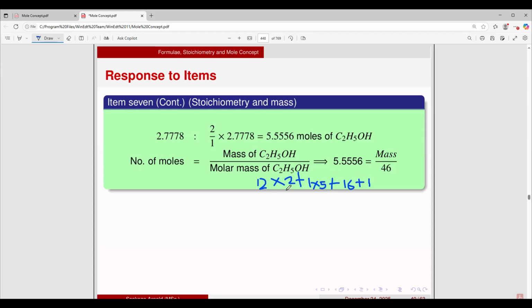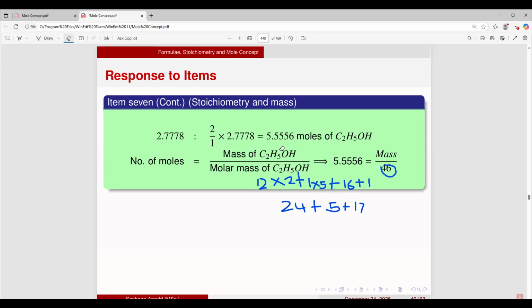So this is what we have. 12 times 2, that is 24. Then plus 1 times 5, that is 5. Then 16 plus 1, that is 17. So summing this information up, 24 plus 5 plus 17, we obtain 46. That's why here you are seeing 46. Hope you've appreciated where 46 comes from. So since you've seen very well where 46 comes from, we can proceed with our calculation.